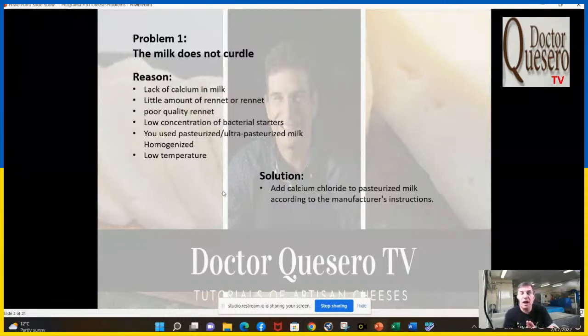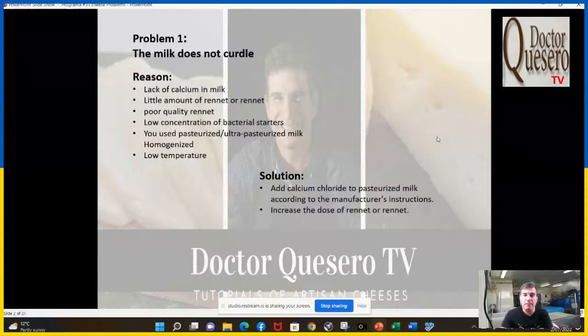If you have a low level of calcium, for your next batch, because you can't do anything about it if you already curdled the milk and your curd is weak. So if you know that your milk is coming over-pasteurized and you're getting a weak curd, for your next batch, add calcium chloride to your milk according to the manufacturer's instructions.